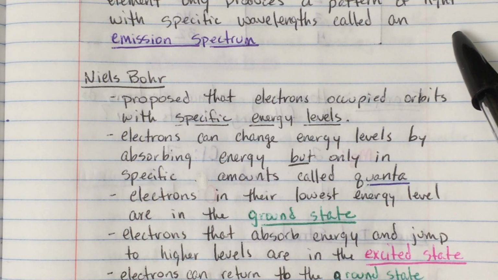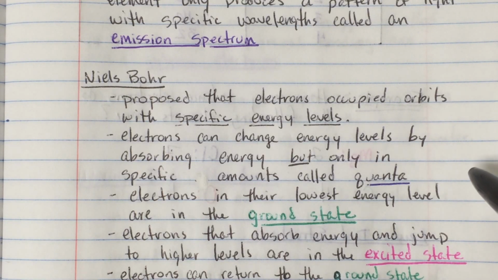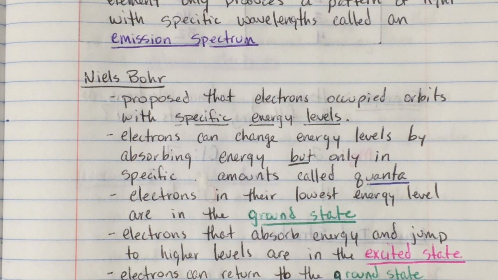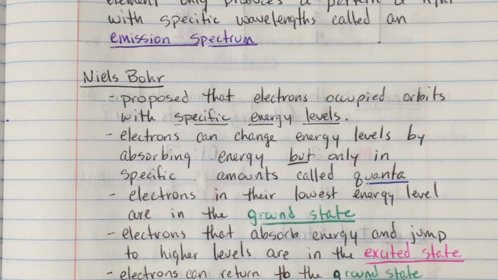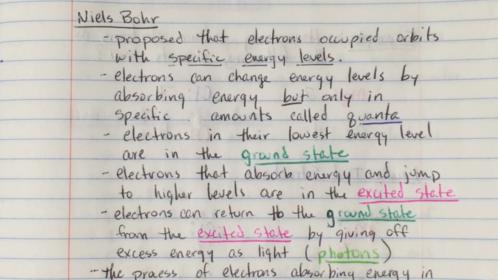But based on the emission spectrums of different elements, he also reasoned that electrons could change energy levels by absorbing energy, but only in specific amounts called quanta. This is the plural of quantum, which we discussed on page 15 of your interactive notebook when we talked about electromagnetic radiation. And a quantum is a specific amount of energy.